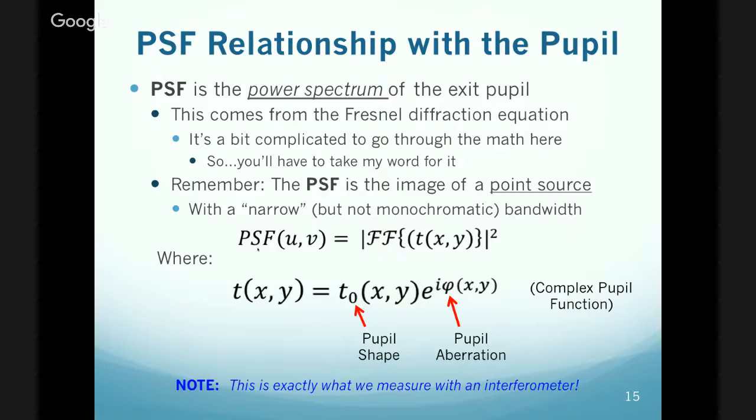And I'll also mention that t of x,y is exactly what we measure with an interferometer. We measure the complex pupil function. And that's what we do when we see fringes. But we'll come back to that later.